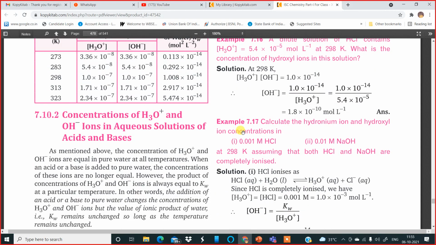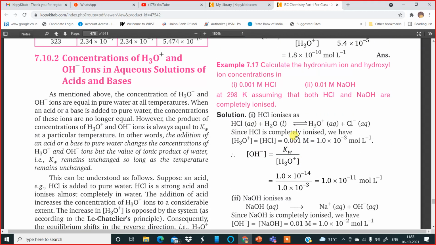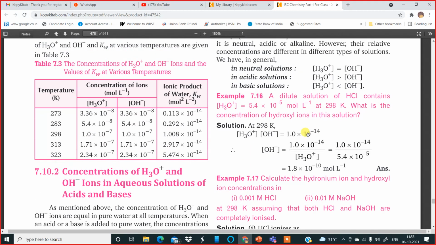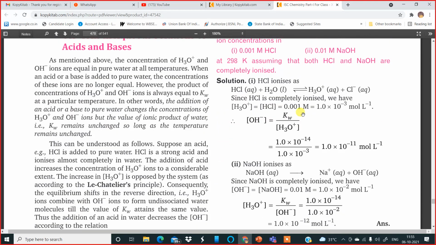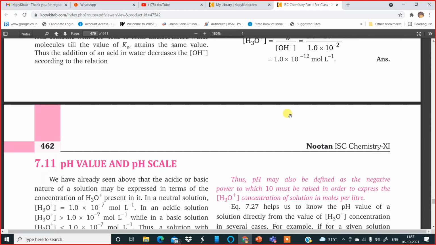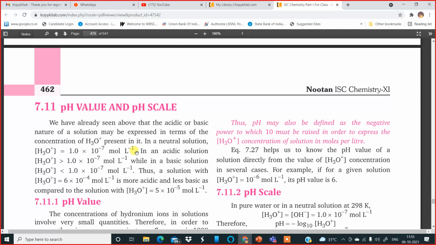Similarly, practice example 7.17 also for the calculation of hydronium ions and hydroxyl ions. It is done, and it is there in your textbook also, page number 461. Then we come to pH value and pH scale. We have heard this word pH value, the potential of the hydrogen ion concentration, and the pH scale. The pH scale goes from pH 1 to pH 14. pH 7 is neutral. Here also there are some numericals to be practiced.